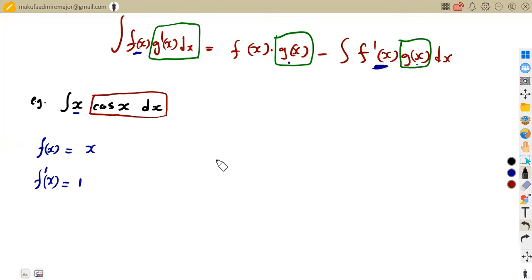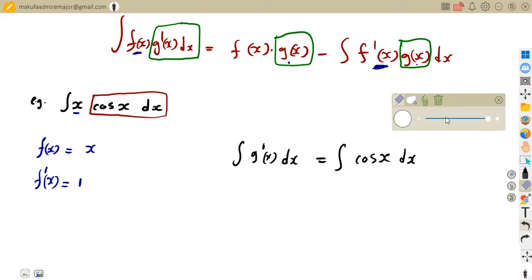So this is the part that we are going to remain with. This is the part that we are going to refer to as our g prime x dx, meaning the cos of x, all right? So we are saying the g prime of x with respect to x is equivalent to the integral of the cos x with respect to x. Actually, in the first sense, you're not even supposed to put this integral. You're just supposed to write your g prime, okay?